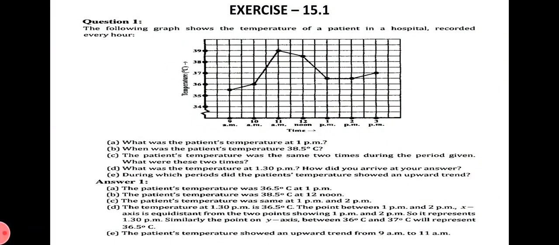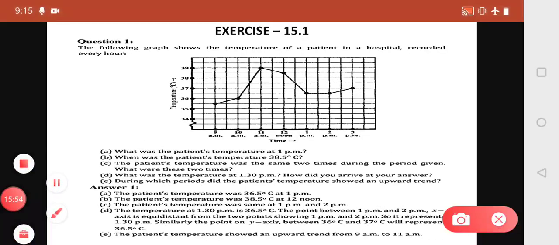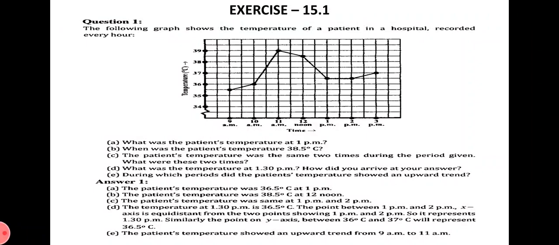Answer C. The patient's temperature was the same 2 times during the period given. What were these 2 times? Now let us see at which 2 times the patient's temperature was the same. Here you can see in the figure, yes, the patient's temperature is the same at 2 times, this point and this point. These 2 points are where the temperature of the patient is the same. Now what is the time during that? Let us check it out. Here it is given as 1 p.m., and this is your 2 p.m. So the answer is the patient's temperature was the same at 1 p.m. and 2 p.m.